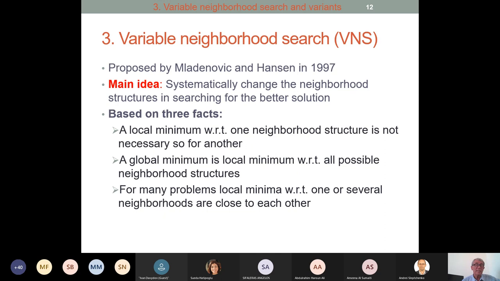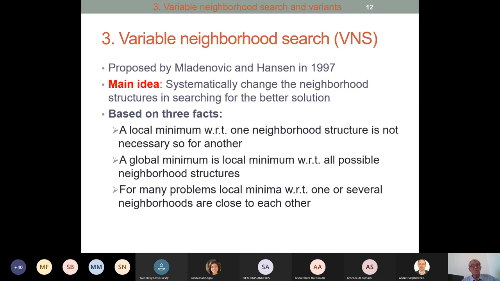We are just changing the neighborhood of that point and check if in that new neighborhood structure we can get a better solution. This is based on a simple fact, that a local minimum with respect to one neighborhood is not local with respect to another. Another obvious fact is that the global minimum with respect to all possible structures is a local one. So if you are on the top of Himalaya, it doesn't matter what neighborhood structure around you choose, what points are around, you are with respect to all neighborhoods in the global minimum.